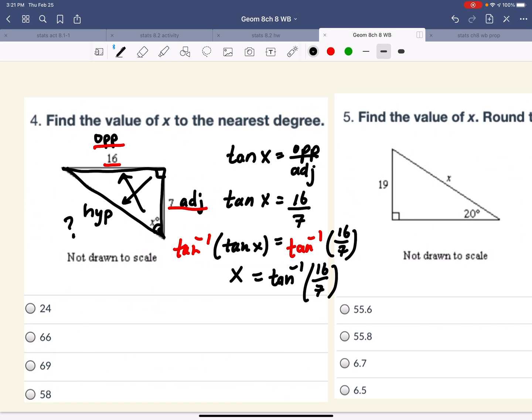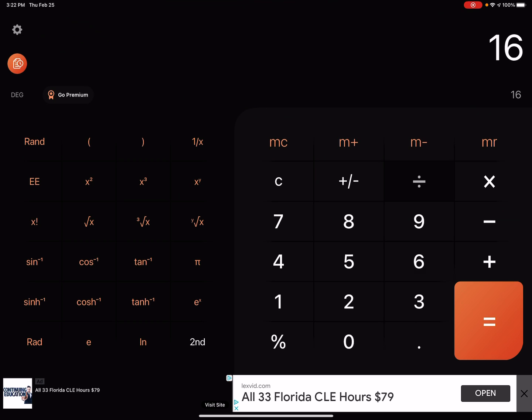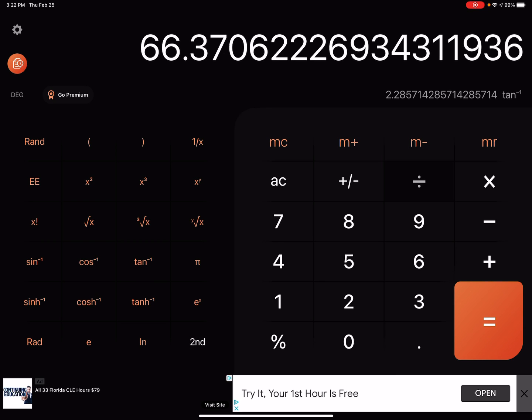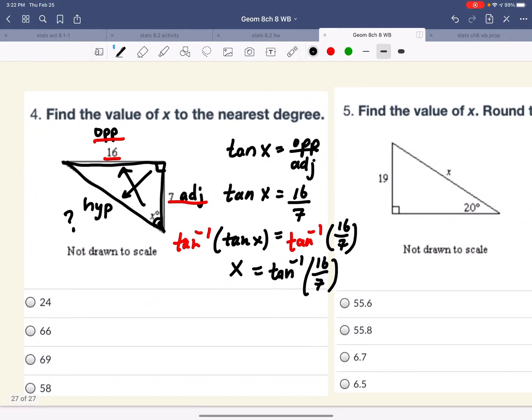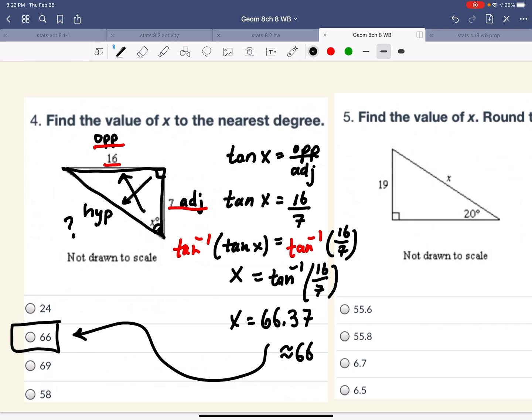Let's try that on our calculator. So 16/7, enter. That's when I'm taking the inverse tangent. And again, I make sure I hit this second button so I get that inverse tangent. 66.37. Going back to our work, we get 66.37, and we're going to round that to 66. Last one.